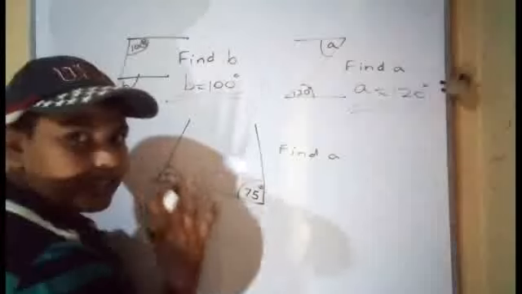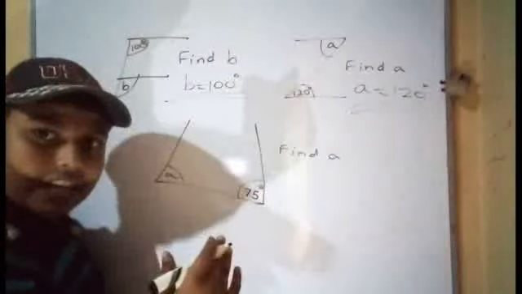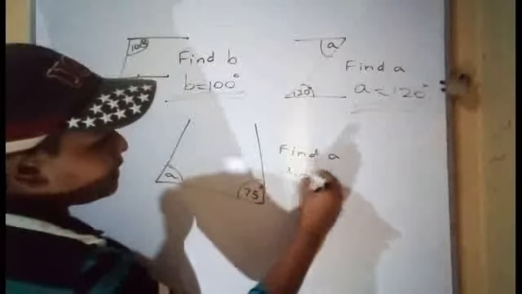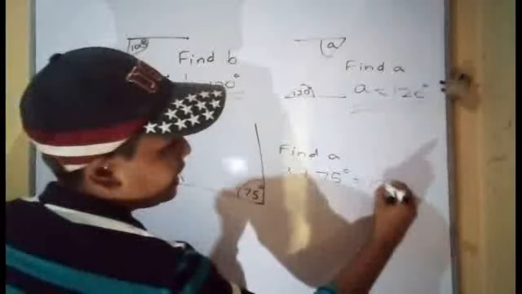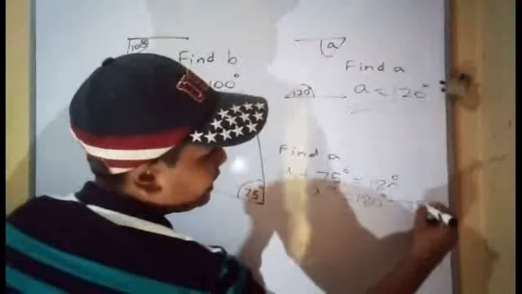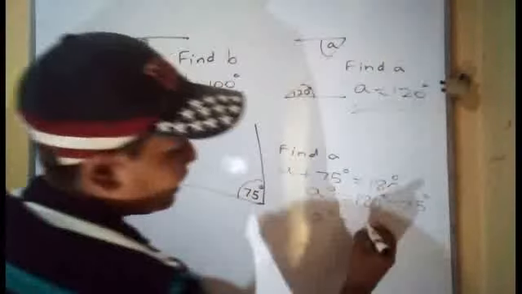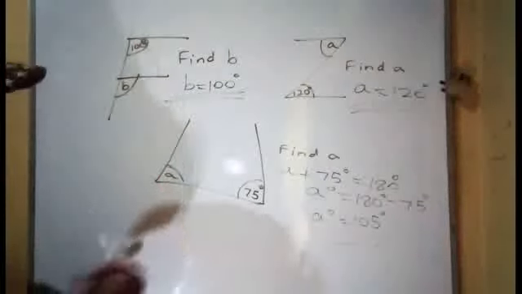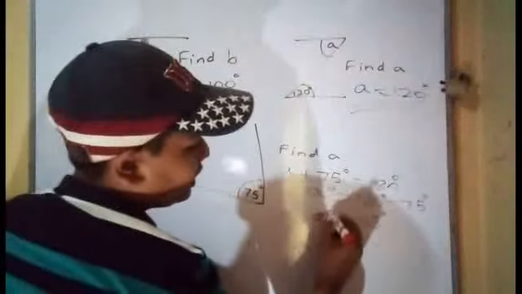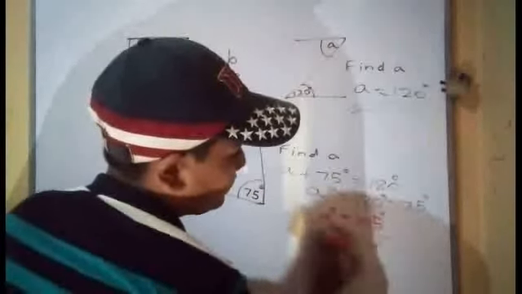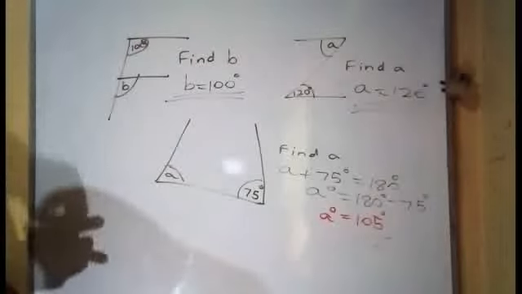Find A. Now, you know this figure is 180. The allied angles' main one is this figure, 180. So A plus 75 is 180. So A means 180 subtract 75. So A means 105 degrees. Very easy, no?